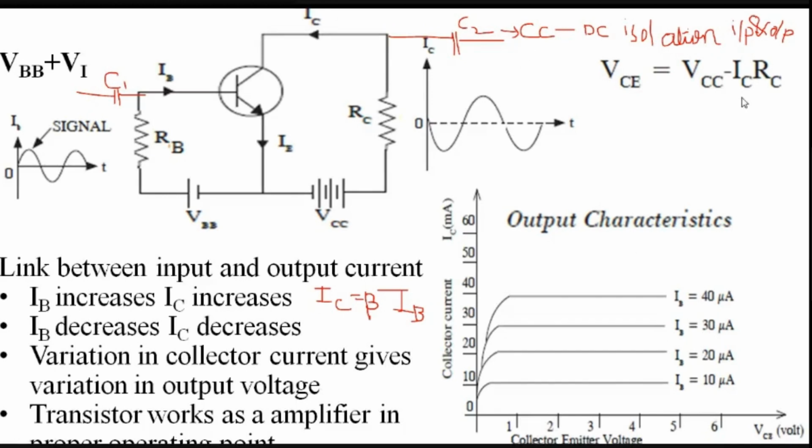If my IC is increasing, in that case my VCE will decrease. That is the concept. So when this is increasing, this value is decreasing, and I am getting a phase reversal. Whenever my IB increases, correspondingly my IC also will increase. When IC increases, this VCE is decreasing. In other words, when IC is increasing, this VCE output voltage is decreasing.